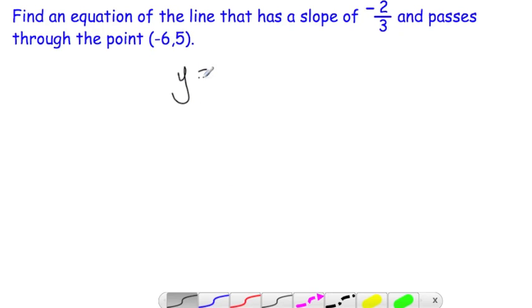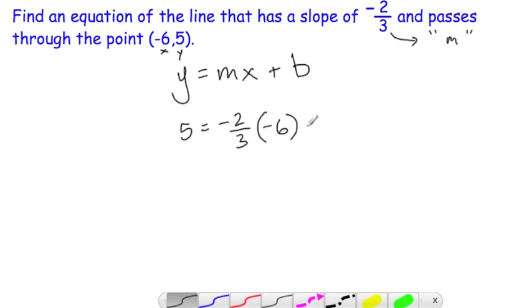All right, we know that the equation of a line can be written as y equals mx plus b. We know that -6 is x. We know that 5 is y. And this is our slope, which we also call m. So let's see. Here we go. 5 equals -2/3 times x, which is -6, plus b. 5 equals negative times negative is a positive. 2 times 6 is 12. 3 times 1 is 3, plus b.